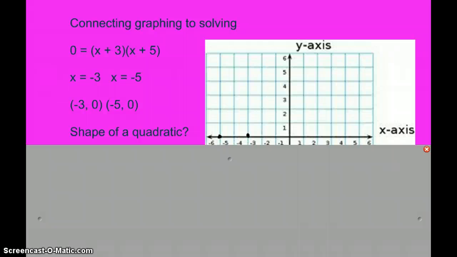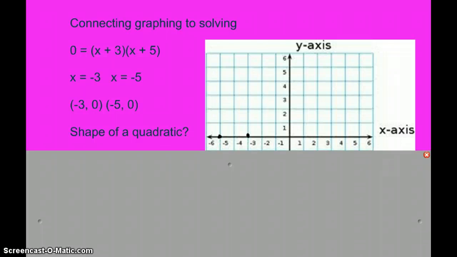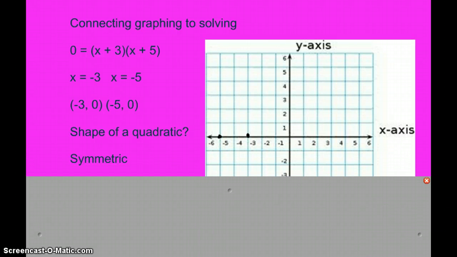And when we think about what we know, 2 points that are on our graph right now, and we know the shape of the quadratic graph is going to be a parabola. And we know all parabolas are symmetric. And remember what symmetric means. Symmetric means exactly the same on both sides of the equation.